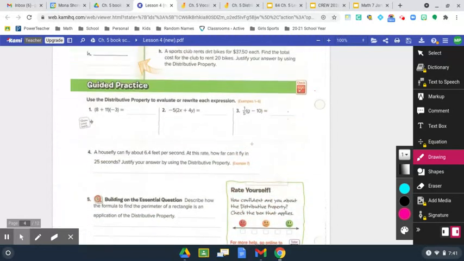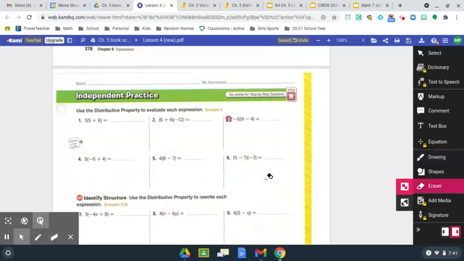Whoops, and I have an answer key there. So give me a second. Let me go back and clear that out, and we're going to work through a couple of those together. So hold tight.